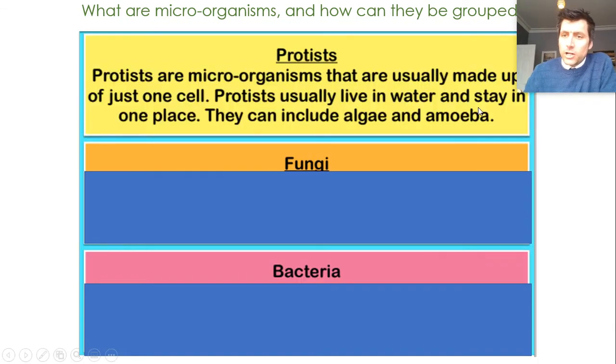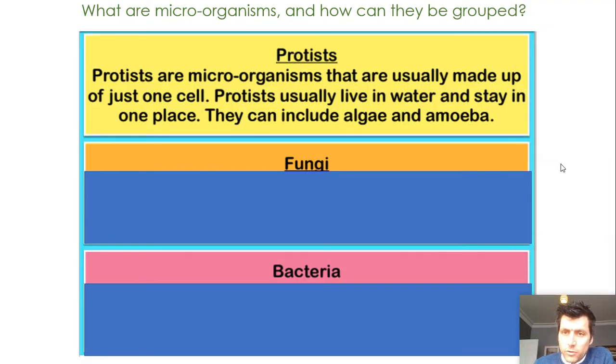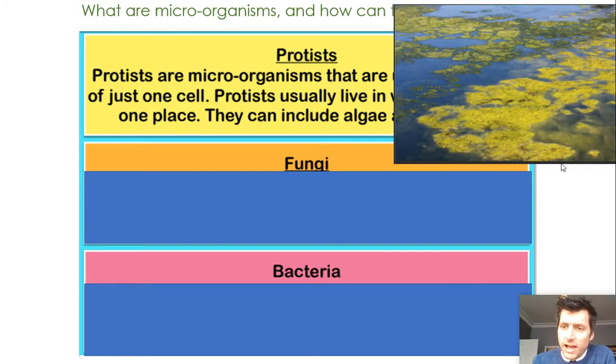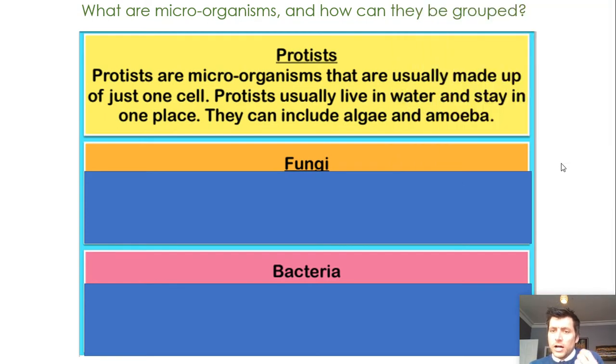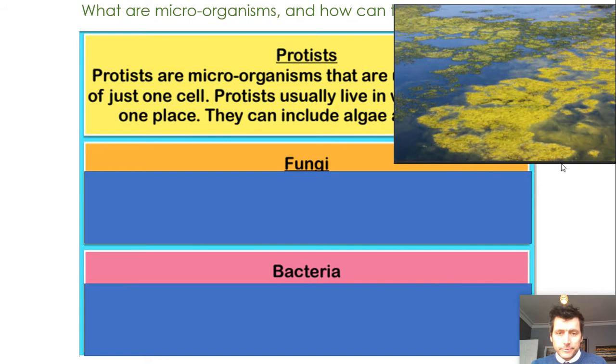Protists are microorganisms. All of these groups are microorganisms. They're usually made up of just one cell. They usually live in water and stay in one place. They include things such as algae and amoeba. Algae we're quite familiar with, and that's something that lives in water. It's just the one cell, and they stay in one place.